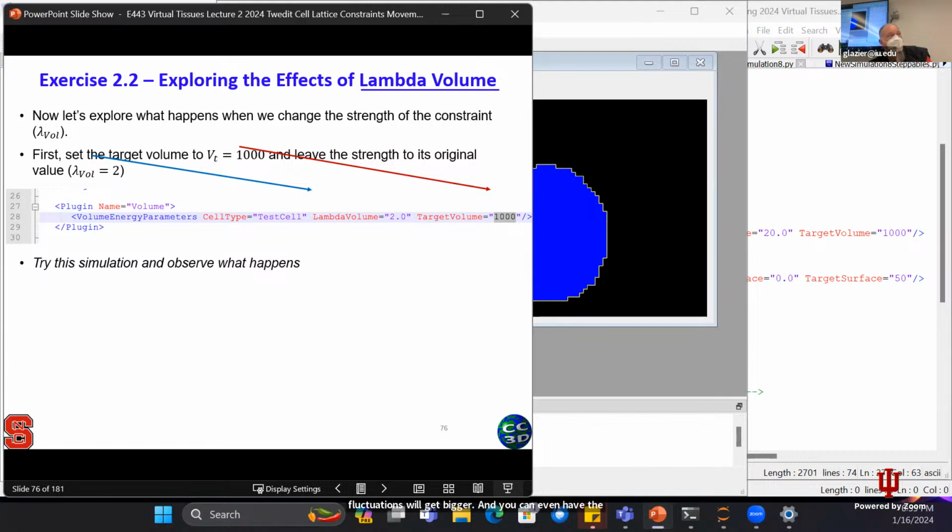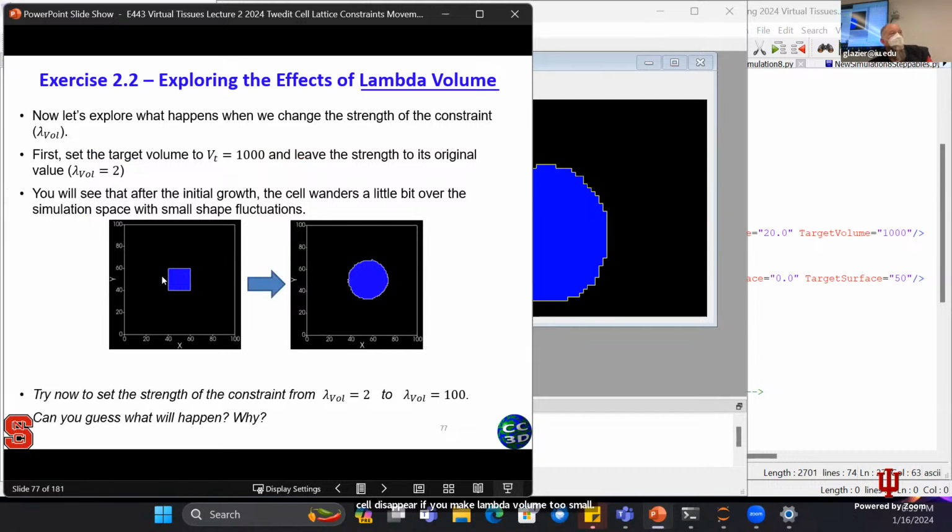Where did my cursor go? All right. What if you make lambda volume 100?